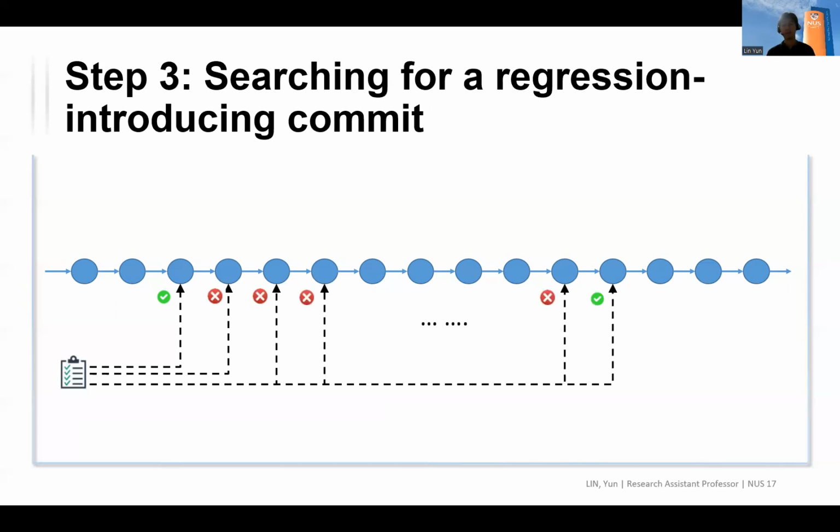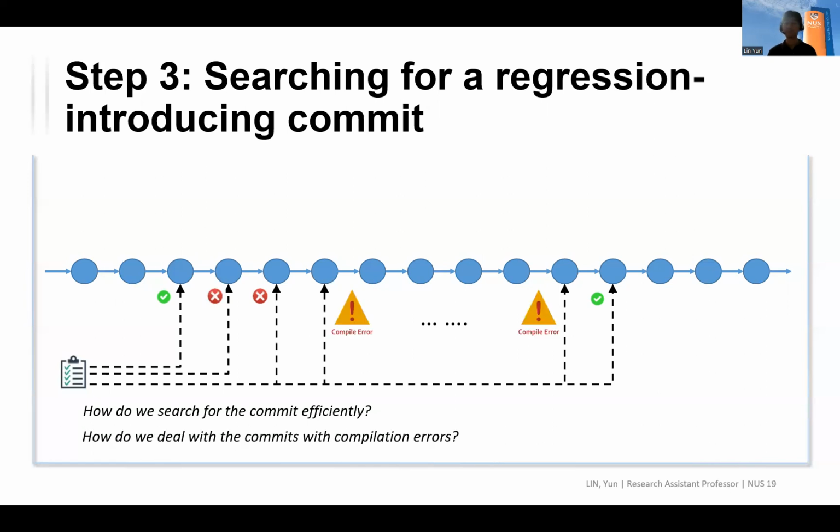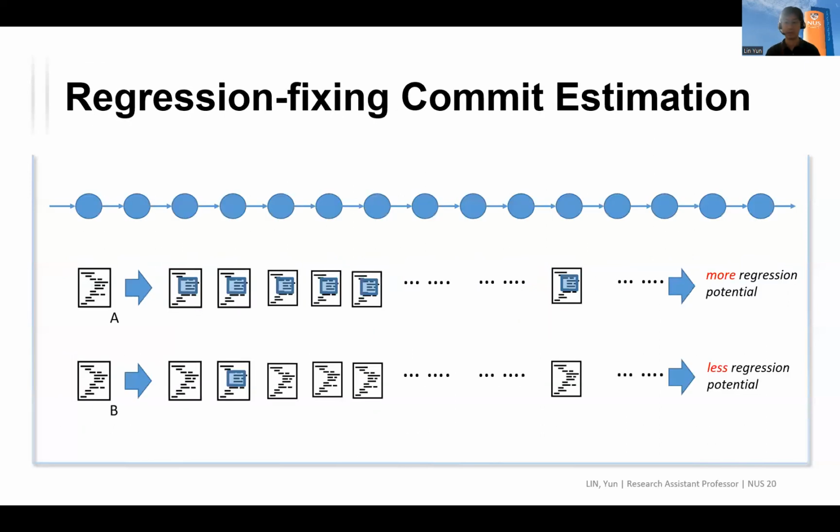Also, migrating the test case along the whole commit history is prohibitively expensive. Therefore, we need to further design an algorithm to investigate as few commits as possible so that we can find the regression-introducing commits as soon as possible. Also, the search algorithm needs to deal with the commits which cannot be compiled. Next, we introduce how we address the above challenges.